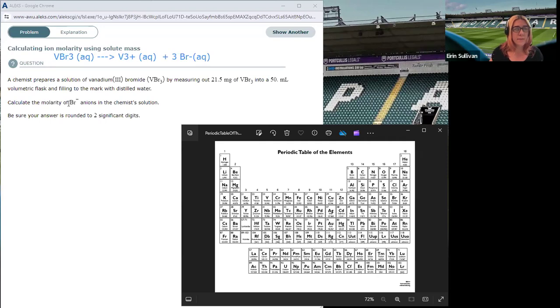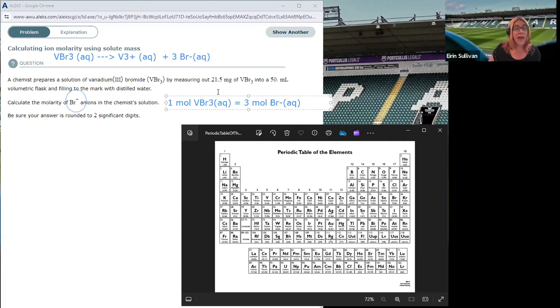We're asked to calculate the molarity of the bromide ions in our solution. So you can write a mole ratio. The number of moles of undissociated vanadium 3 bromide is that every 1 mole of vanadium 3 bromide is going to yield 3 moles of bromide ions. So do that before you even look at any numbers. Yes, I know there's numbers in there, but you know what I mean, right? We're looking at the stoichiometry.